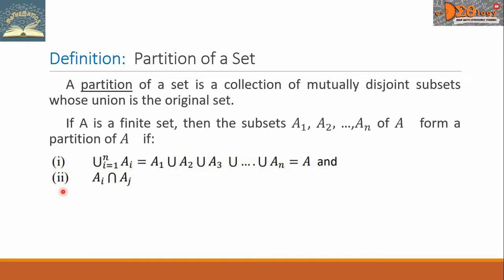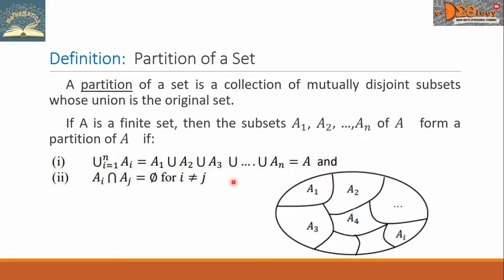Second condition, set A sub i intersect A sub j is equal to a null set, for i is not equal to j. This idea of partition is also described by this illustration.